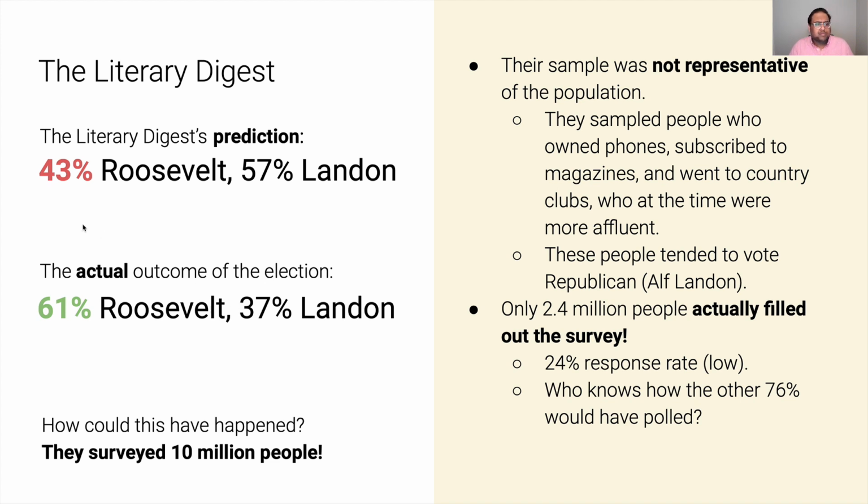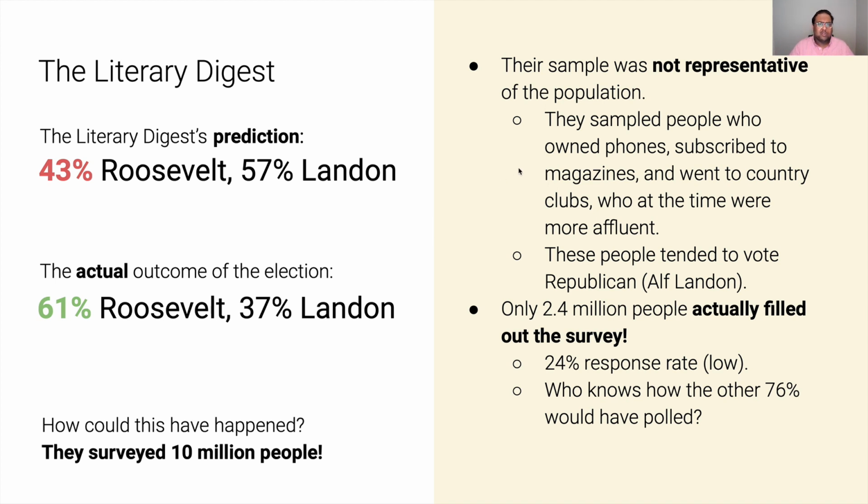So the Literary Digest predicted that Franklin Roosevelt would win 43% of the vote, and in turn lose to Alf Landon, who would win 57% of the vote. In actuality, Franklin Roosevelt won 61% of the vote in a landslide victory over Alf Landon, who only got 37% of the vote. So you may be wondering, how could this have happened? They surveyed 10 million people. And so there are 2 sources of bias that are at play here, and we are about to formalize specific names for each of these types of bias. But for now, let's just examine what happened.